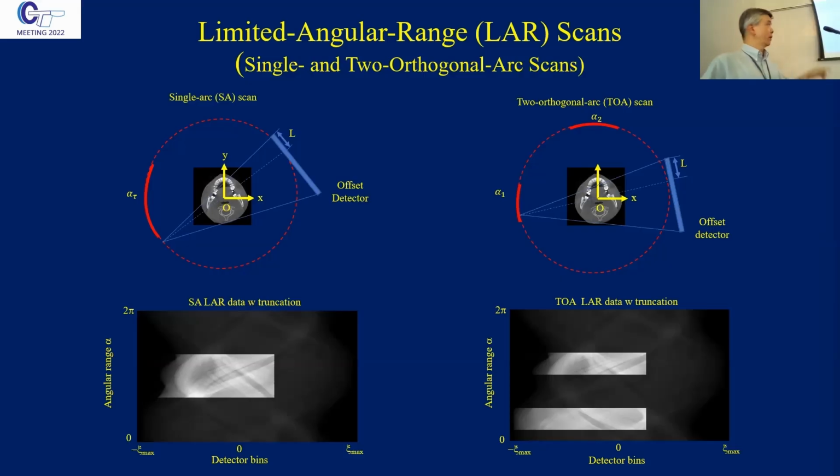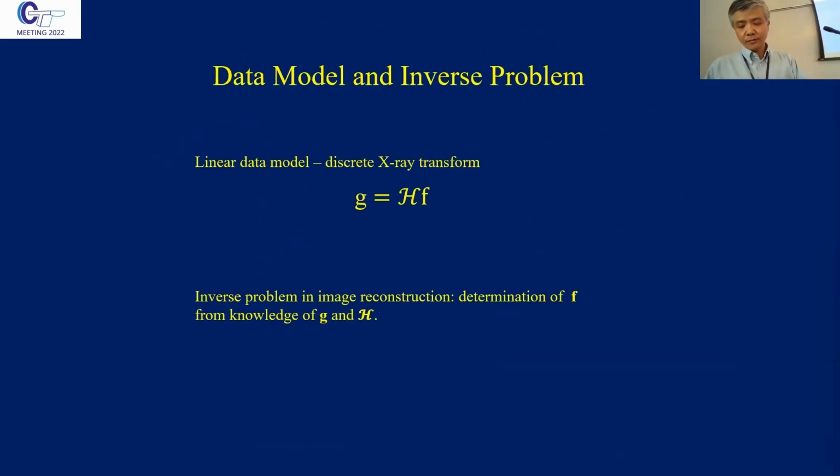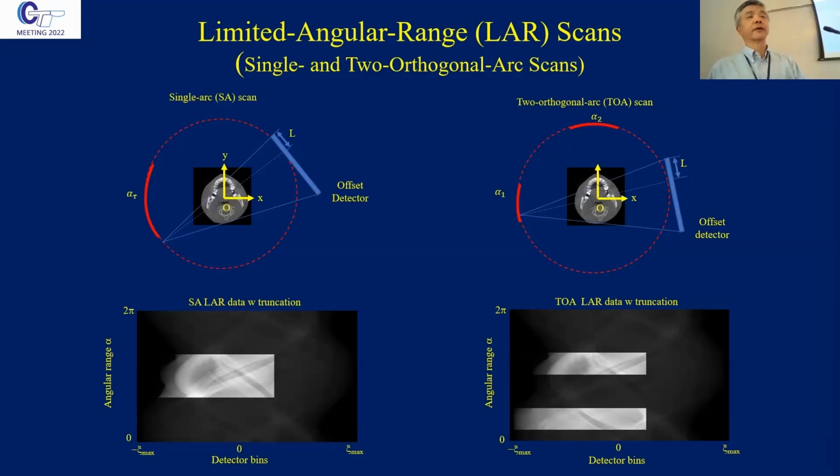If you look at the data space, look at those bright regions. One is a single arc of limited angle range, and the right one has a double limited angle range of arcs, which he put in orthogonal directions. So the question is: is there a way we can do something from this kind of data instead of the full data? That's what he is looking at.